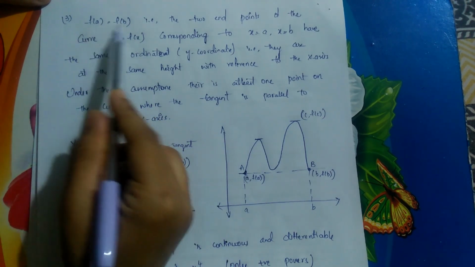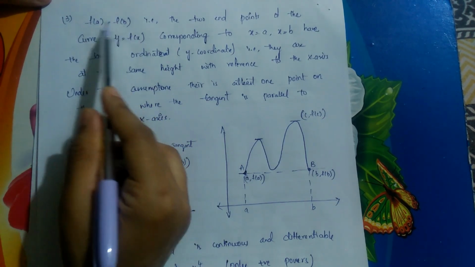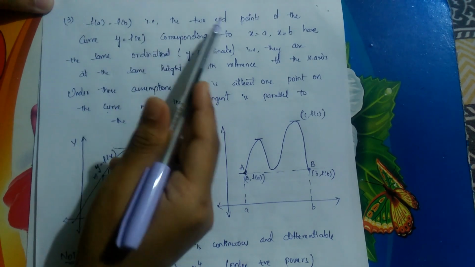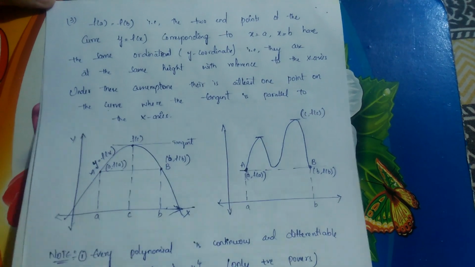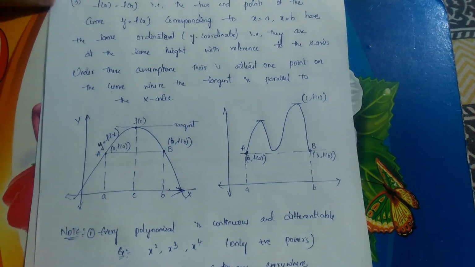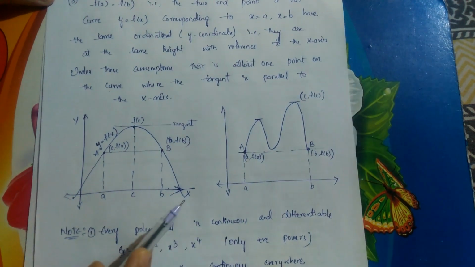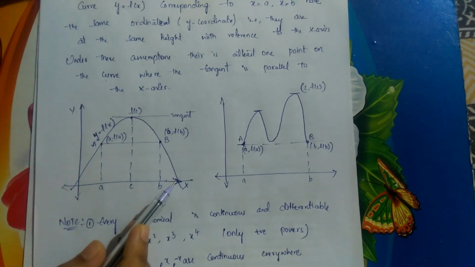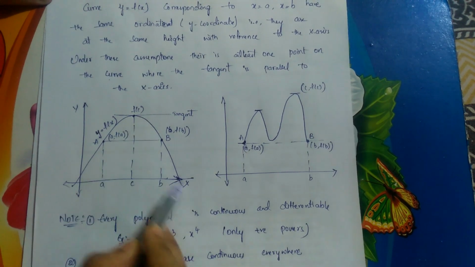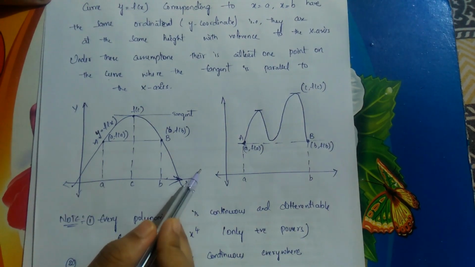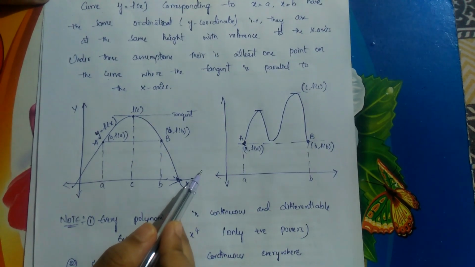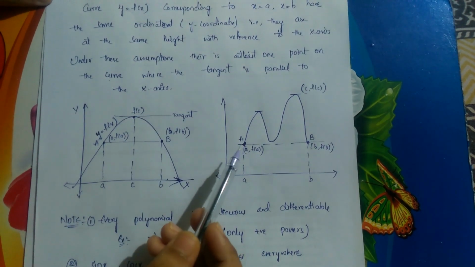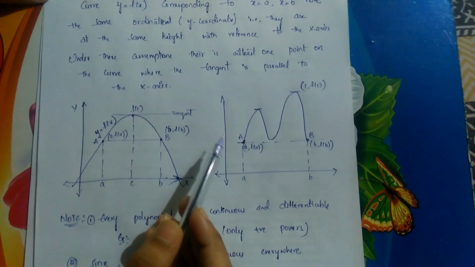So the third condition is f of a equals f of b, and these are the two endpoints of this curve. And at least there exists one point where the tangent is parallel to the x-axis. If you see the graphs here, the first graph is a continuous graph. It means there are no breaks at all, and it is differentiable. And the next, f of a equals f of b.